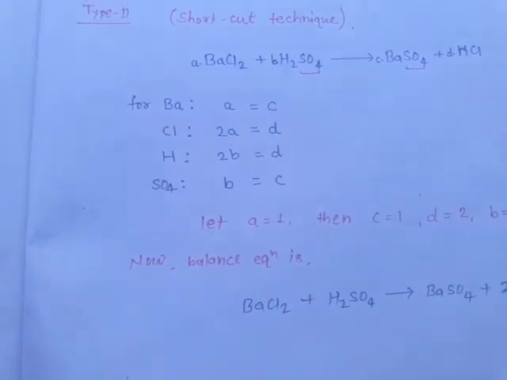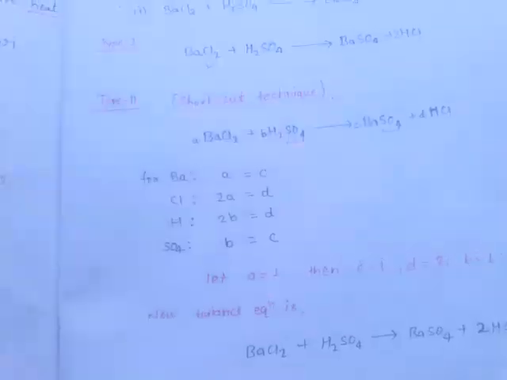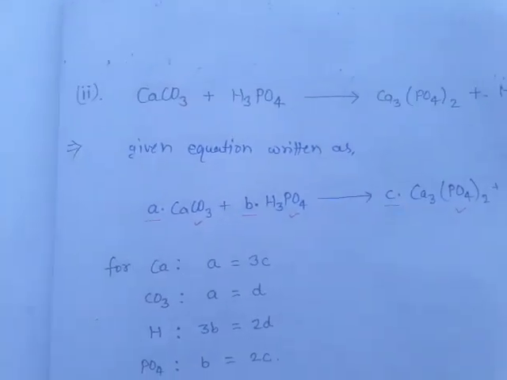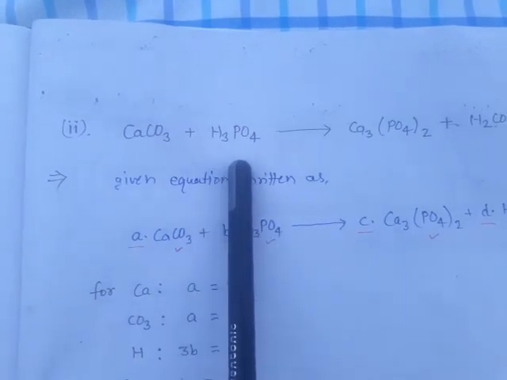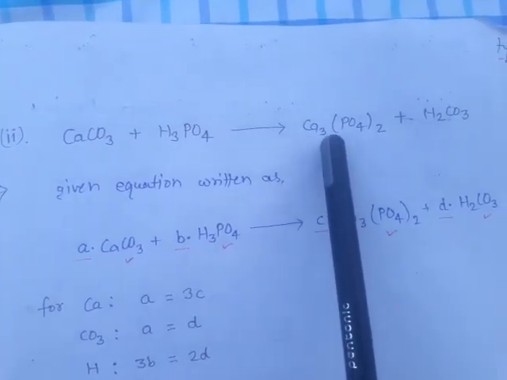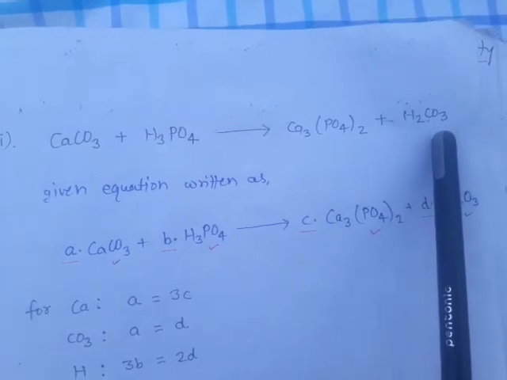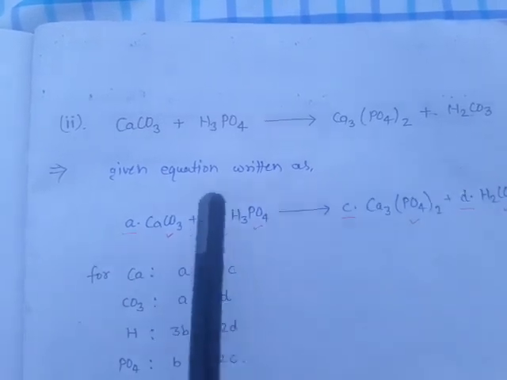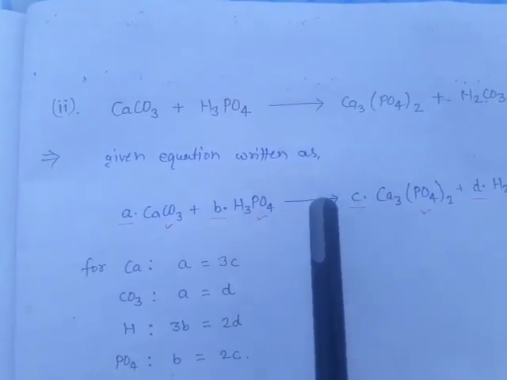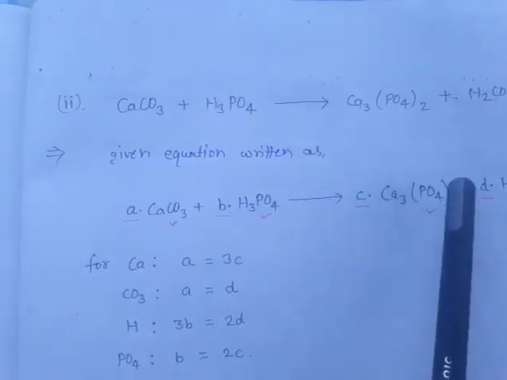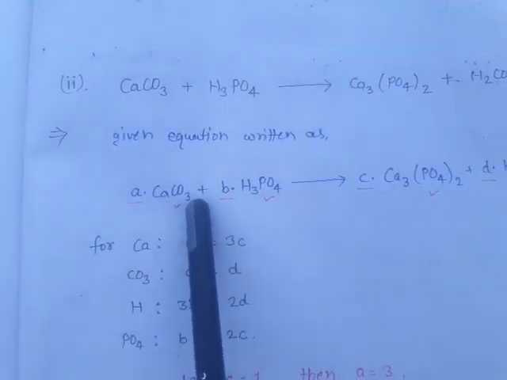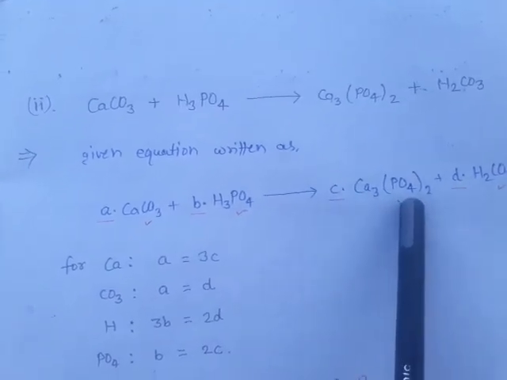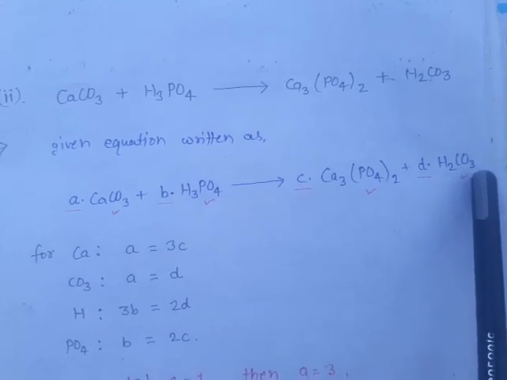Now we check another question using this technique. Here calcium carbonate plus H3PO4 gives in product Ca3(PO4)2 plus H2CO3. Here there are 2 compounds in the reactant and 2 compounds in the product, and we balance this using the shortcut technique. First, this equation is written as: small a times CaCO3 plus small b times H3PO4 gives small c times Ca3(PO4)2 and small d times H2CO3.